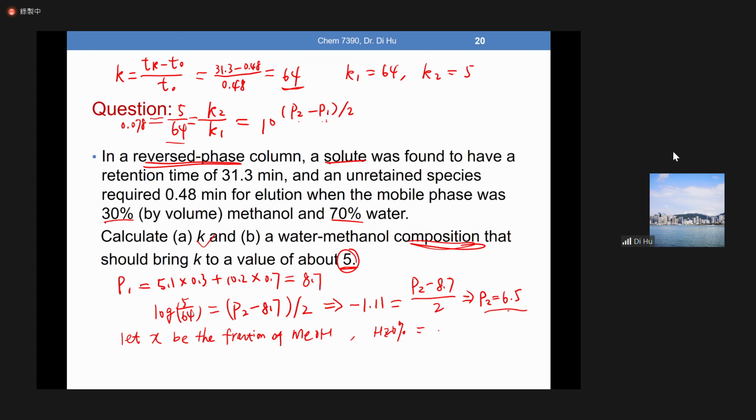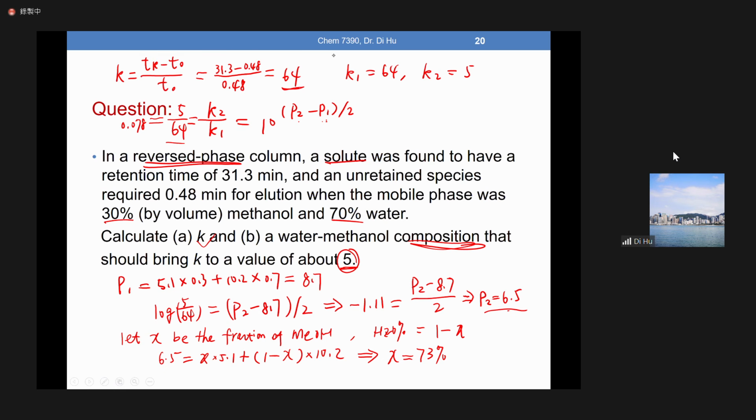Water will be what? 1 minus x, right? Okay, water will be 1 minus x. So what we do is say 6.5 equal to x times 5.1 plus 1 minus x times 10.2. And then from that, we can know x equals 73%.